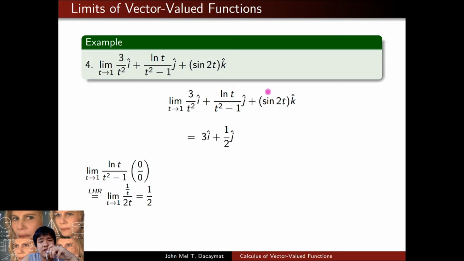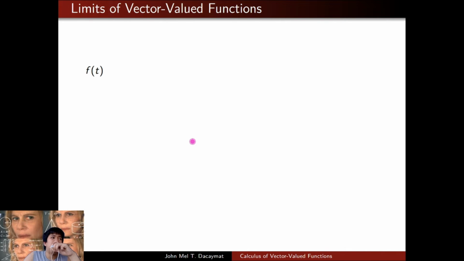Third component, very obvious na you can just plug in 1. You will have no problem. Diretso na natin. You'll have sine 2. So, the limit of this as t goes to 1 is the vector having 3, 1/2, and sine 2 as your components. So, when we study real valued functions or the limits of real valued functions, ano yung laging kasunod?